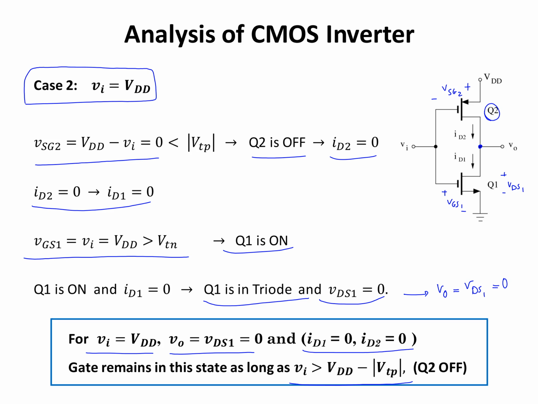So this was the CMOS inverter circuit analysis. We showed that the output changes from 0 to VDD, that we have the maximum output signal swing, and there is 0 power dissipation when the output is at one of the stable states of low or high.